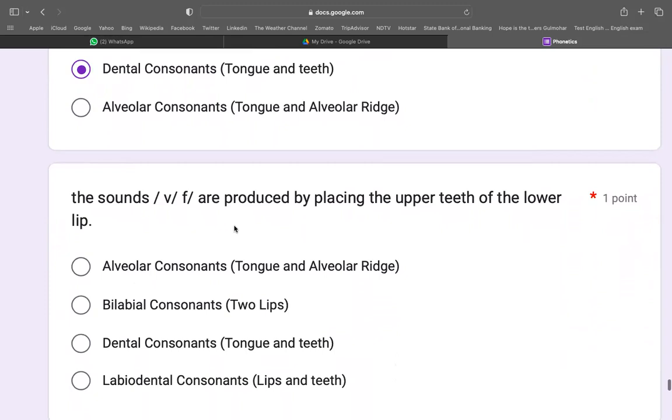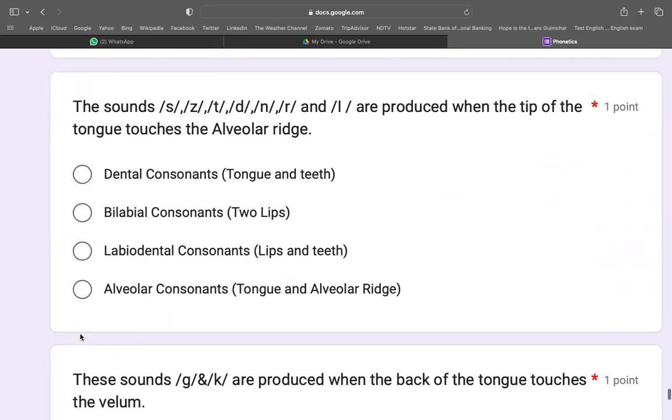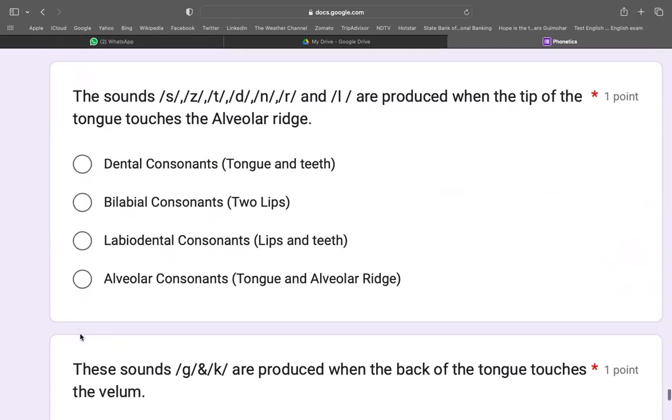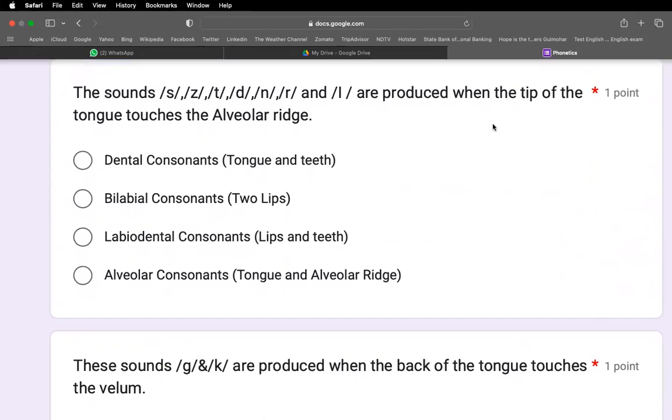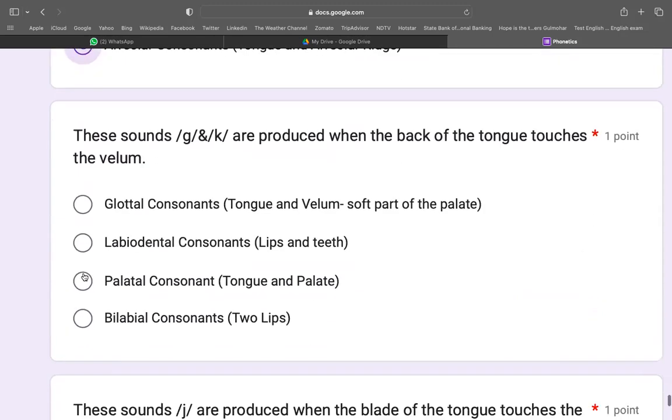The sounds v and f are produced by placing the upper teeth on the lower lip. So upper teeth and lower lip, right? Which is known as a labiodental consonant, lips and teeth. Next, the sounds s, z, t, d, n, r, and l are produced when the tip of the tongue touches the alveolar ridge, right? So it is called the alveolar ridge, so obviously these are alveolar consonants.